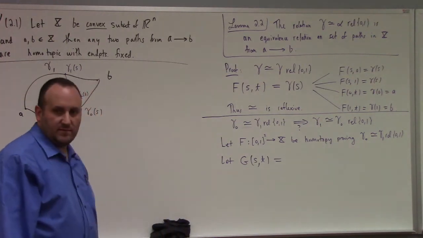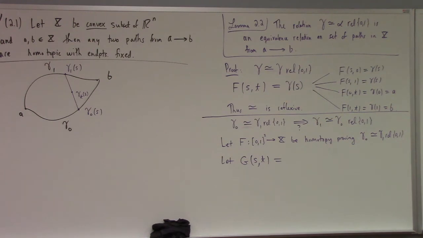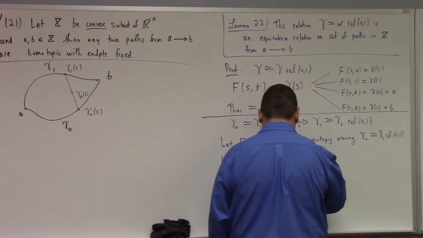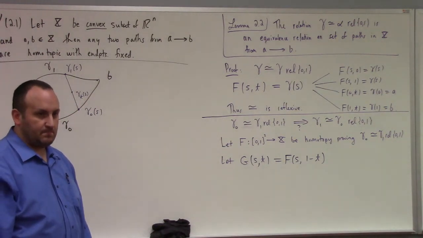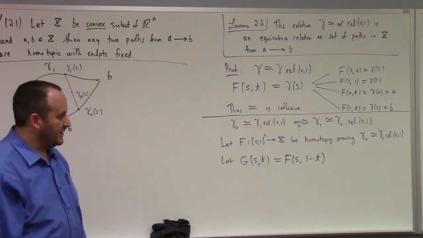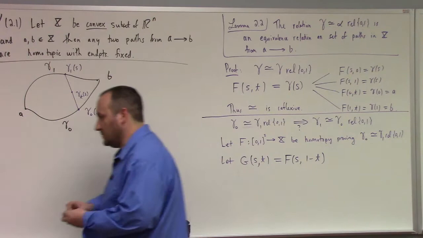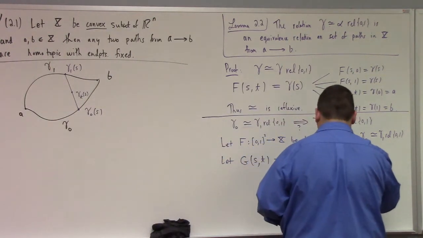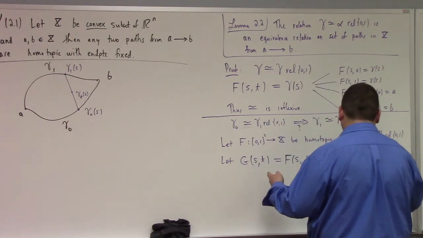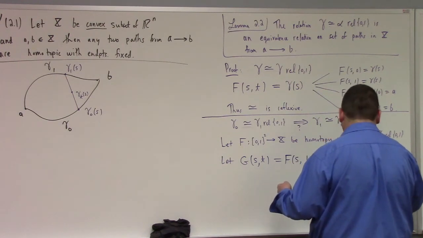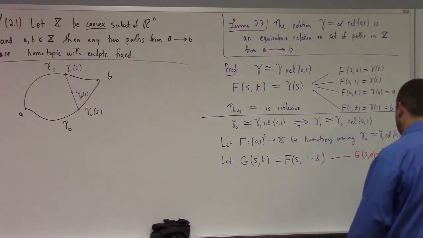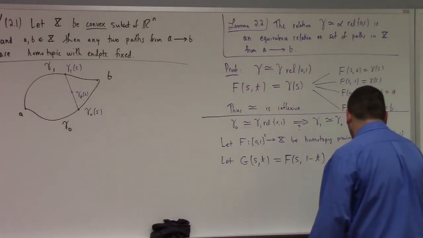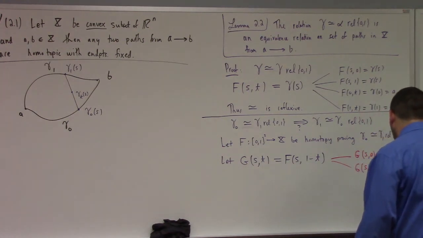I need to reverse what? Reverse T. How do we reverse T? Trade T for 1 minus T, right? Then that will be continuous because it's the composite of continuous maps. And it will satisfy what? You can run through it, right? G of S0. What is G? G of S0 would be F of S1, right? Which is gamma 1 of S. G of S1 would be F of S0, which is gamma 0 of S.